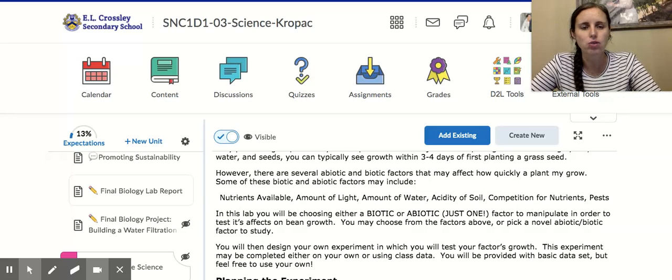So we're going to be looking at either an abiotic or a biotic factor that's going to impact grass growth. Just a reminder that an abiotic factor is a non-living factor. A biotic factor is a living factor. So you're going to pick one of these things. You're going to pick nutrients available, the amount of light available to the grass, the amount of water, the acidity of the soil, competition, or pests. Once you've picked one of those factors, you're going to design your own experiment. And during that experiment, you're going to tell me how this factor is impacting your grass growth. So you're picking just one of those factors, and you're telling me whether it's biotic or abiotic.